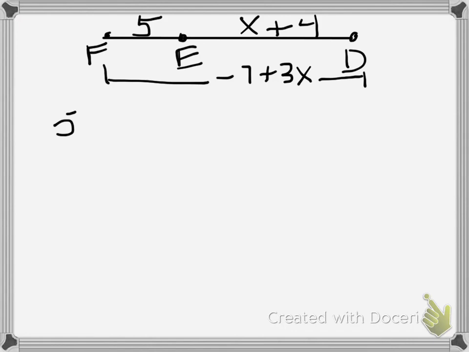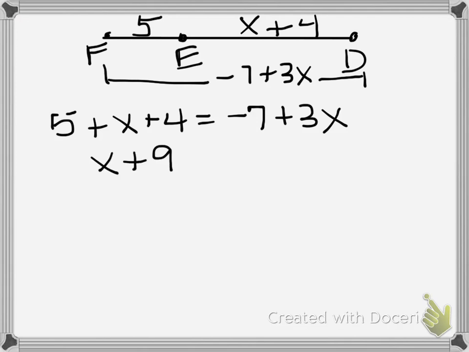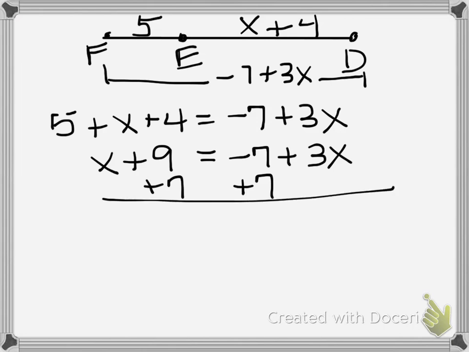So 5 plus x plus 4 equals a negative 7 plus 3x. We put our like terms together. That gives us x plus 9 equals negative 7 plus 3x. Add the 7 to both sides. Oops, my bad. Hang on.